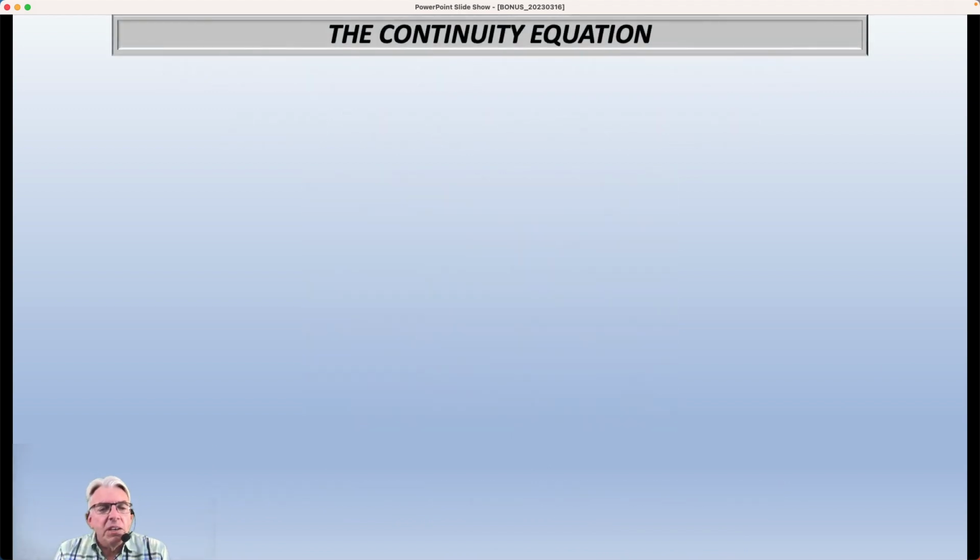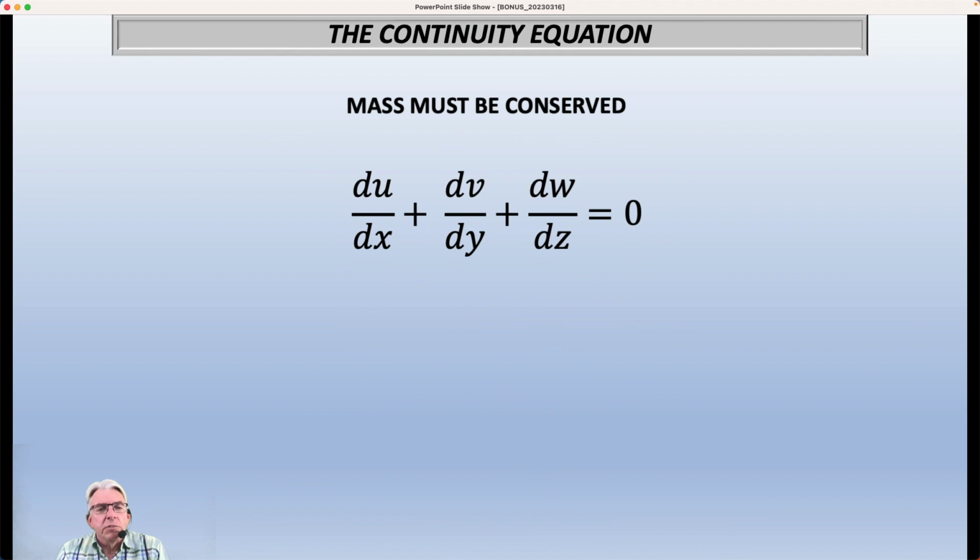Okay, so there is something called the continuity equation, which basically talks about the fact that mass must be conserved, okay? And so the equation for that is du/dx plus dv/dy plus dw/dz equals 0. Now, what does all that mean? Well, every time you see a d, just think of it as being a change or a delta, okay? How something is changing over time.